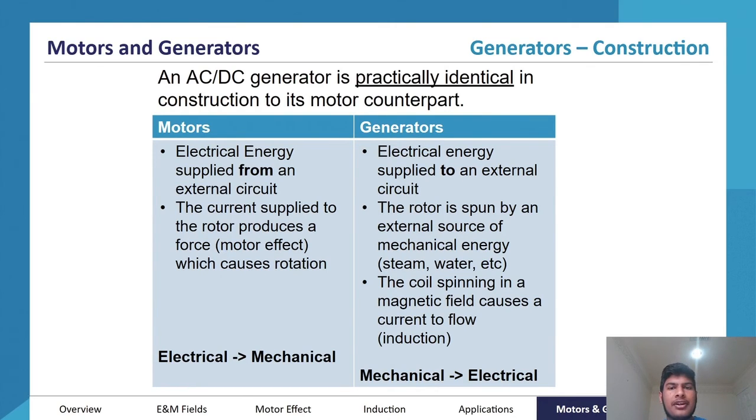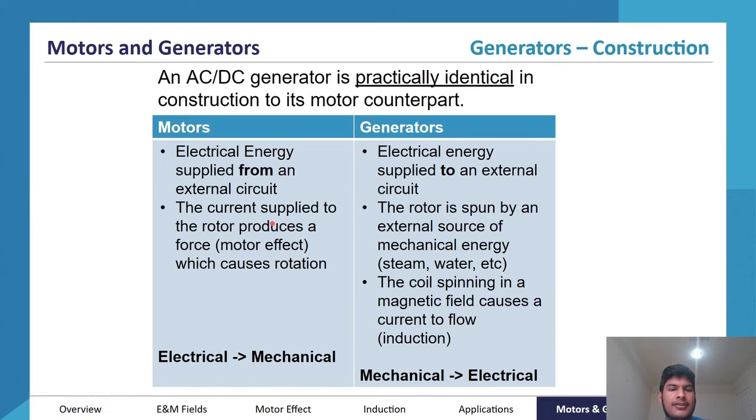An AC or a DC generator is practically identical in construction to its motor counterparts. So motors, remember, take electrical energy supplied from an external circuit, whereas generators supply electrical energy to an external circuit by using energy from other outside means, so it's some sort of mechanical energy. Motors take electrical energy and turn it into mechanical: they take that supplied voltage and rotate because of the motor effect. Whereas generators take mechanical energy in the form of rotation from wind turbines or whatnot, and turn it into electrical energy.